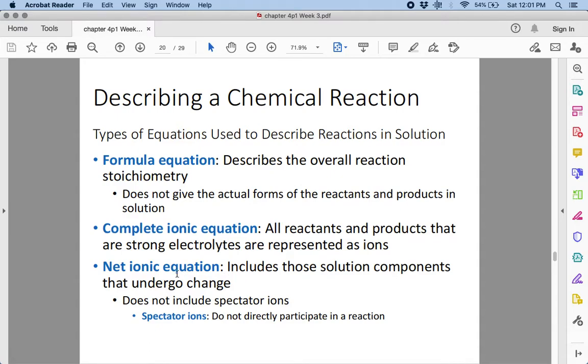If you've ever been employed and you have your gross pay versus your net pay, you know that your net pay is what you get to bring home after taxes and all that kind of good stuff. So things have been taken out of your pay. A net ionic equation is the same thing. What we call spectator ions have been taken out of the reaction. Spectator ions, just as the word suggests, are things that just kind of hang out and watch. They don't participate in the chemistry. They're not doing any of the work.